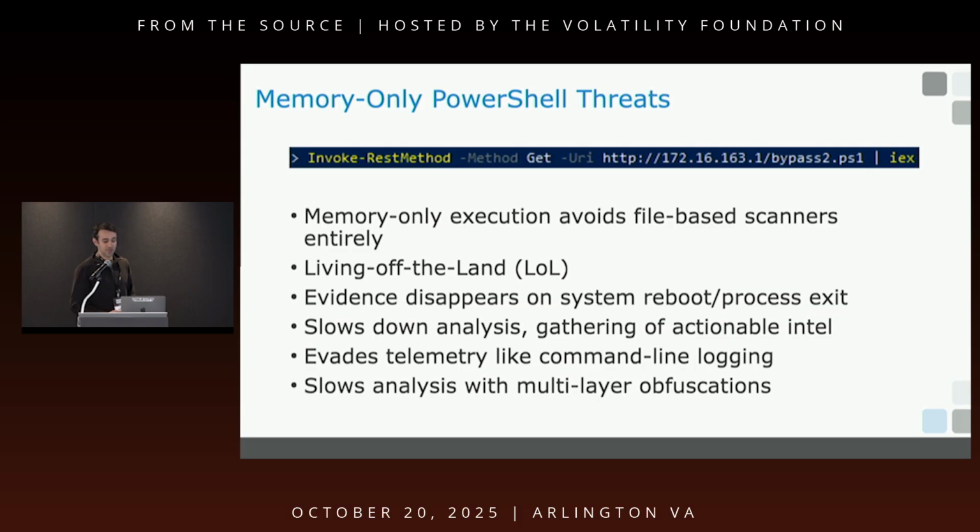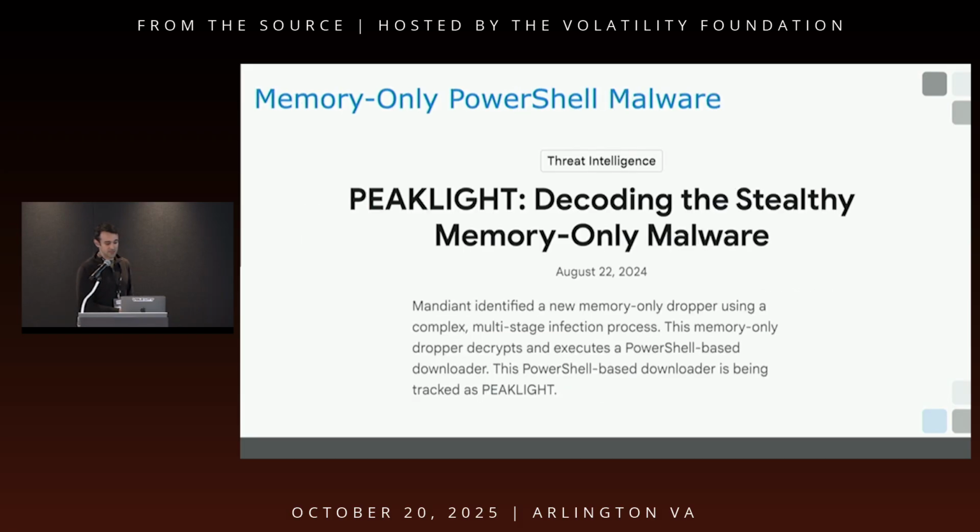The evidence is going to disappear whenever you reboot the system or the process exits. If it's obfuscated, it's going to slow down analysis. You're going to be slower to get actionable intel out of the PowerShell code. And it's going to evade telemetry like command line logging, which is a useful data point that people usually use. And when the PowerShell has multiple layers of obfuscation, things can get really difficult. So this is not a new threat, but it's still very prevalent.